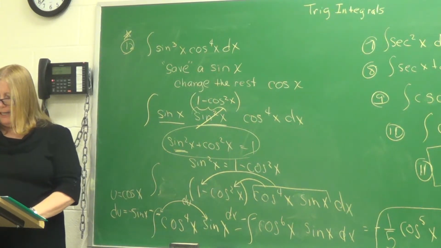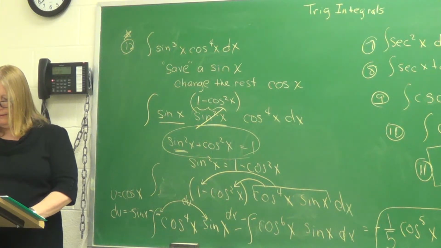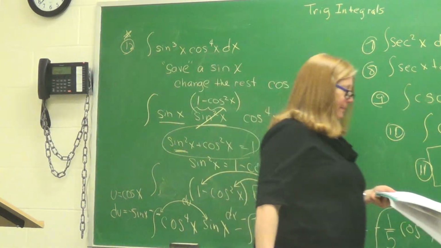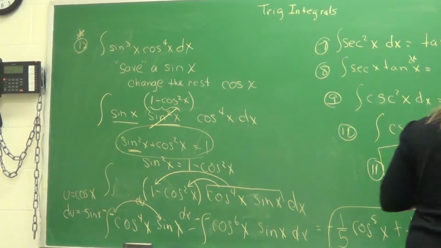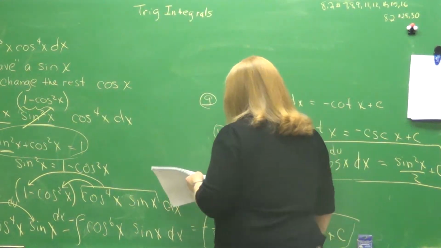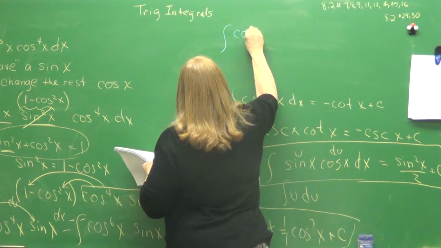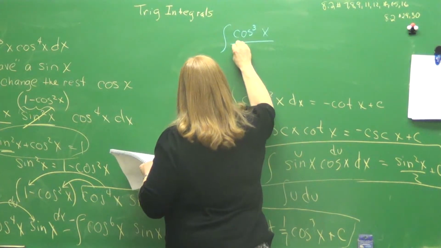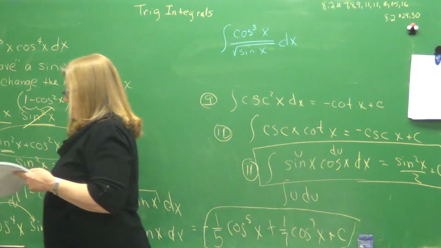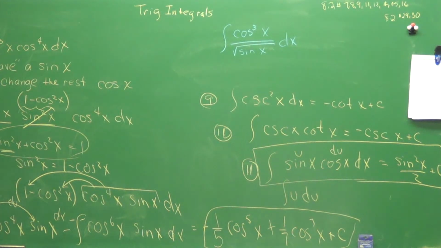All right, how about we try one where the power of cosine is odd. I think you could probably do this. Try this one from what you've seen, and I'll jump in and help you in a few minutes. I'll put it up here in blue. The integral of cosine cubed x over the square root of sine x dx. So first step, you want to move the sine x from the bottom to the top, where it'll take on an exponent that will allow it to do that.